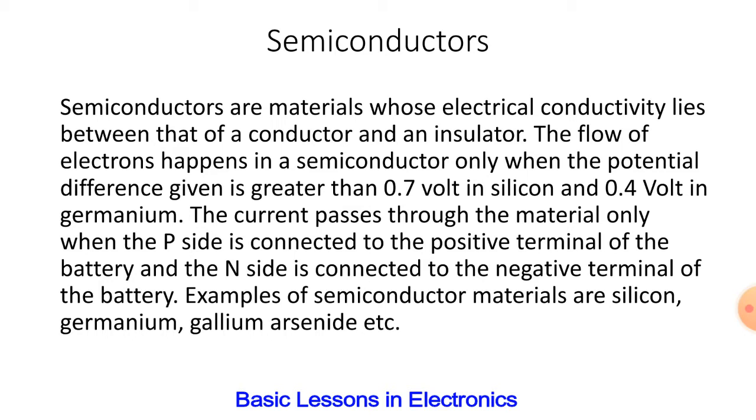Semiconductors. Semiconductors are materials whose electrical conductivity lies between that of a conductor and an insulator. The flow of electrons happens in a semiconductor only when the potential difference given is greater than 0.7 volt in silicon and 0.4 volt in germanium. The current passes through the material only when the P side is connected to the positive terminal of the battery and the N side is connected to the negative terminal of the battery. Examples of semiconductor materials are silicon, germanium, gallium arsenide, etc.